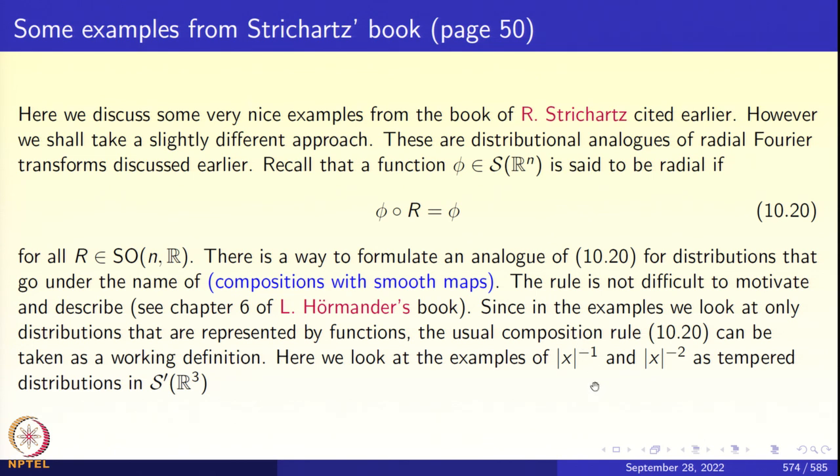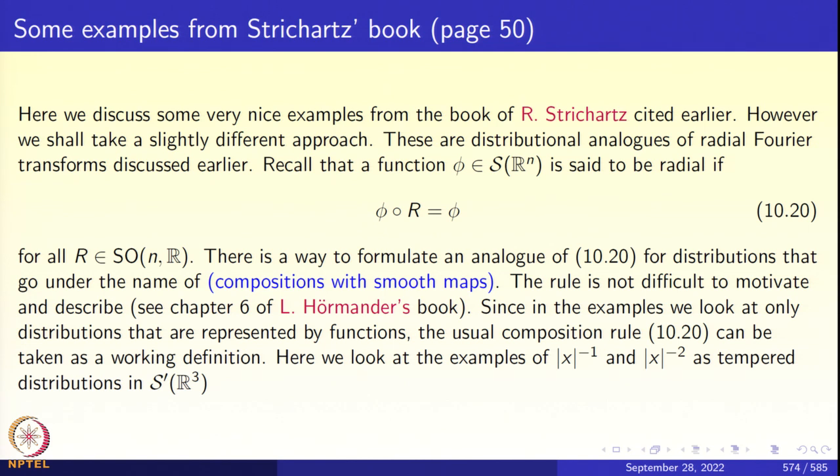We are going to be looking at the distributions mod x to the power minus 1 and mod x to the power minus 2. They are locally integrable functions and they decay as x goes to infinity. So they both define tempered distributions in R3. And what radial means is very clear here, and so we will not elaborate on this concept anymore. Just that these are radial functions, and the Fourier transform of one of them is going to be the other one with a constant factor thrown in.